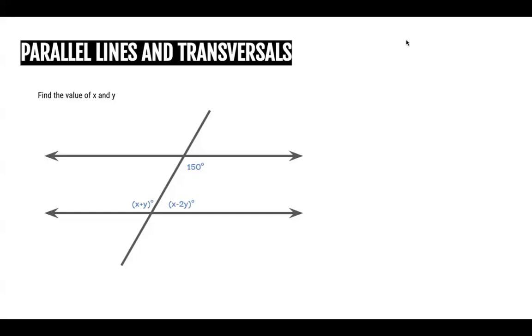Now, look at this sketch. The first thing that we need to consider is that L1 and L2 are parallel lines. So L1 is parallel to line number 2. If that's the case, let's label this as A, B, C, D, E, F, G, and H.